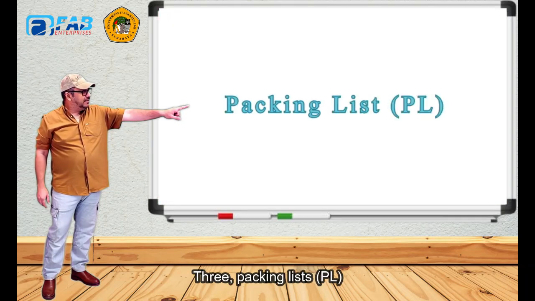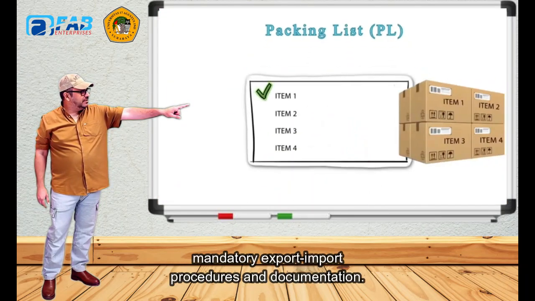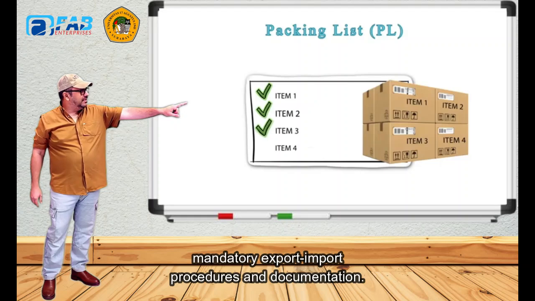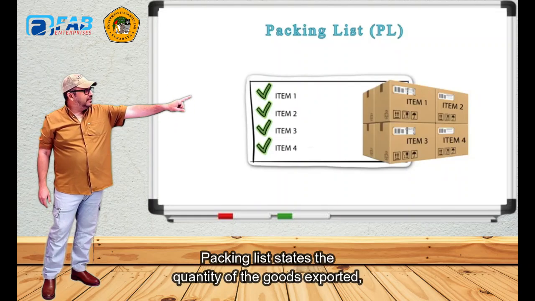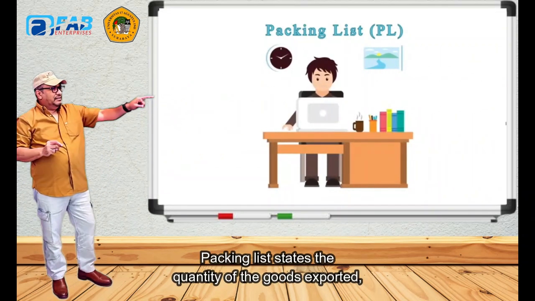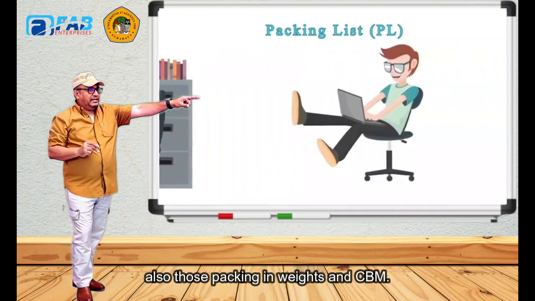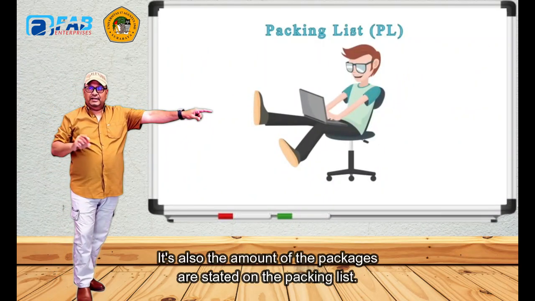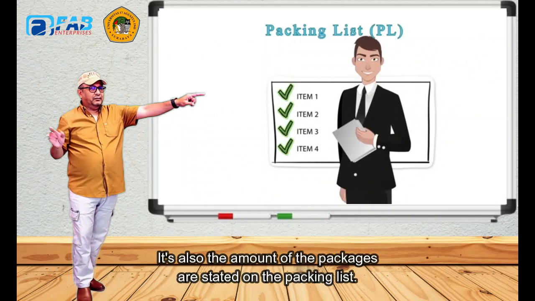3. Packing list, or PL, is part of mandatory export-import procedures and documentation. The packing list states the quantity of the goods exported, also their packing weights and CBM. Also, the number of packages is stated on the packing list.